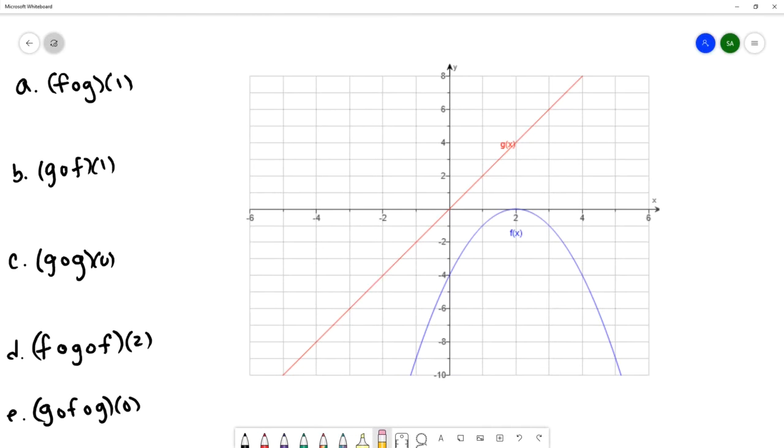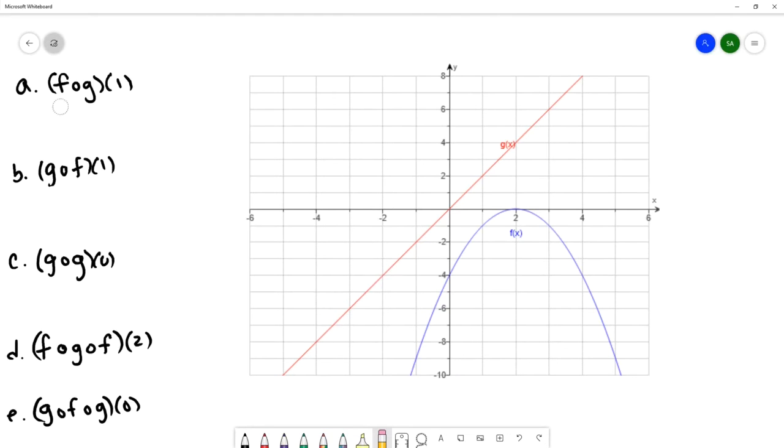In this question, we're given a graph. I can see that this line that is labeled g of x is the red line here. And then we have a parabola that is labeled with f of x. And we can see that curve here. And in this question, we want to evaluate some compositions using the graph.